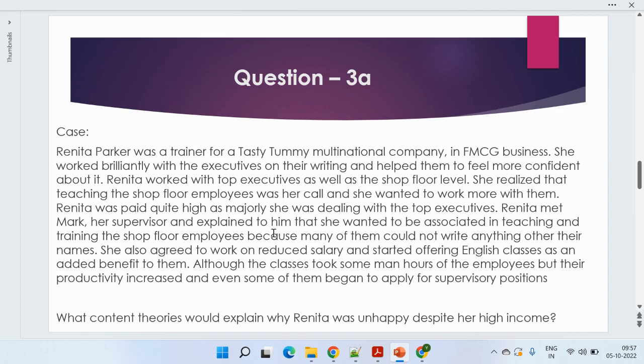What content theory would explain why Renita was unhappy despite the high income? So it's a very natural behavior, not for all, but yes, most of us. Sometimes salary is an important factor. For example, taking a very hypothetical example, I'm getting a 1 lakh salary. My expectation is suppose 1.2. Next year, my company promotes me and gives me 1.2 or 1.3. I'm pretty much satisfied. Okay, I'm getting 1.3. What else is needed in life?